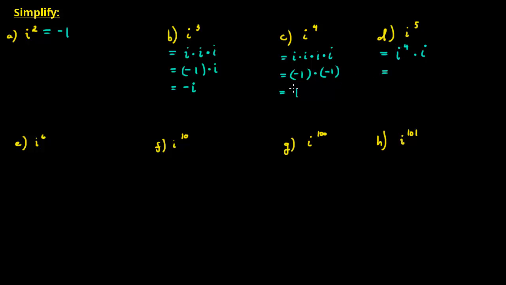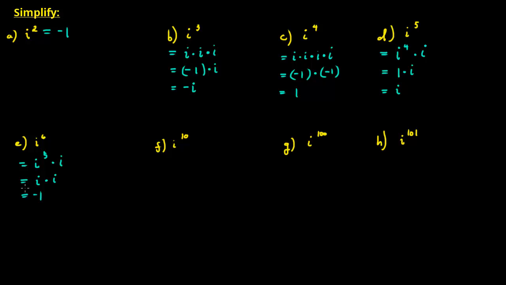Well, I already discovered that i to the power of 4 is just 1, so this is equal to 1 times i. 1 times i is just i. So i to the power of 5 is just i. Let's try i to the power of 6. Well, I could use the fact that i to the power of 5 is i. So I could write this as i to the power of 5 times i. i to the power of 5, I already discovered, was i. So I'd have i times i, which is equal to -1.